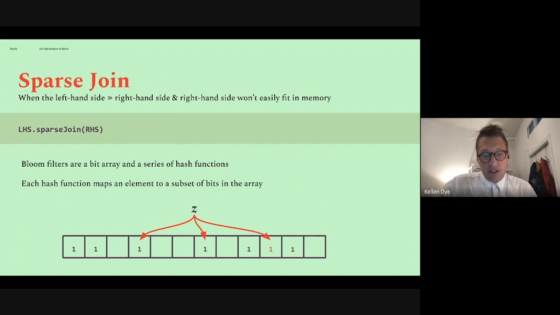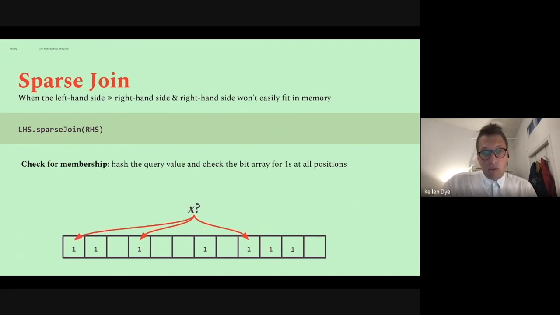And when we hash z, we see that z hashes to two positions that we've already set to 1. And that's part of the standard functioning of a bloom filter and where the false positives can come from.